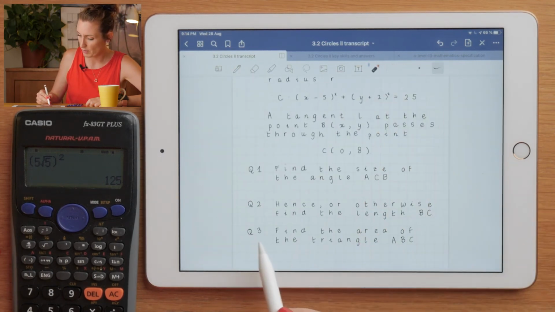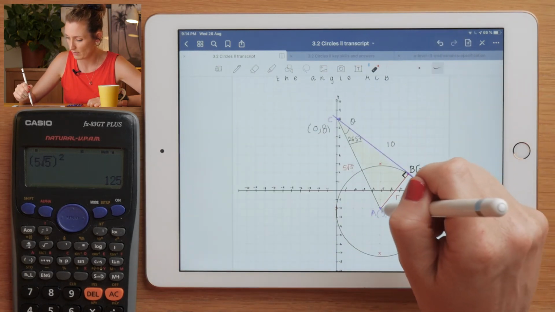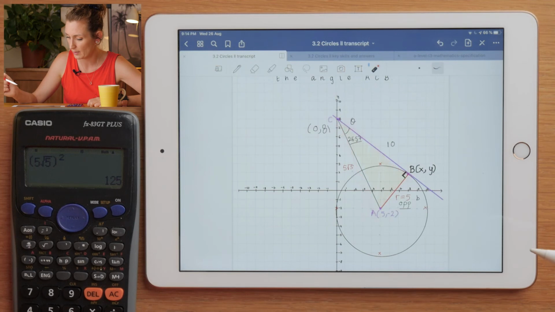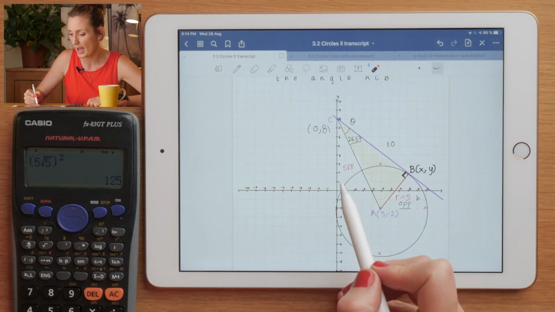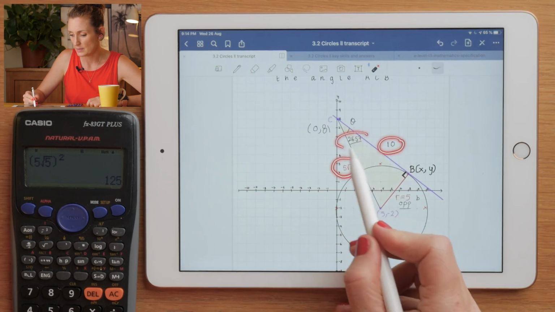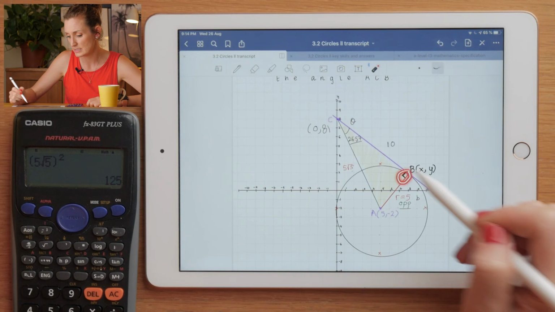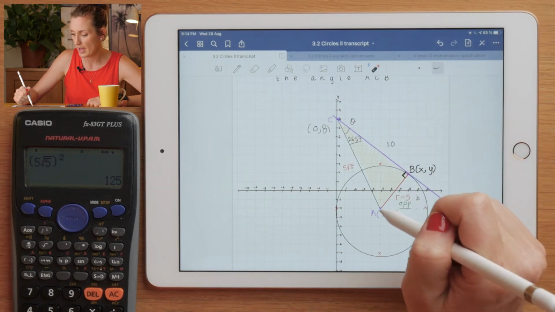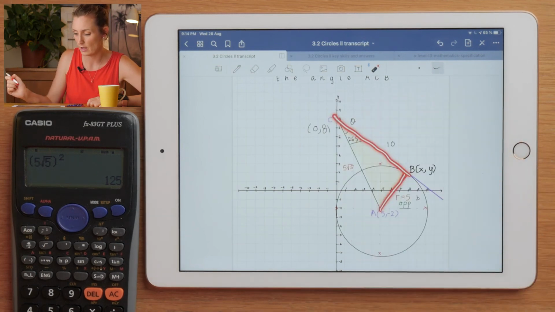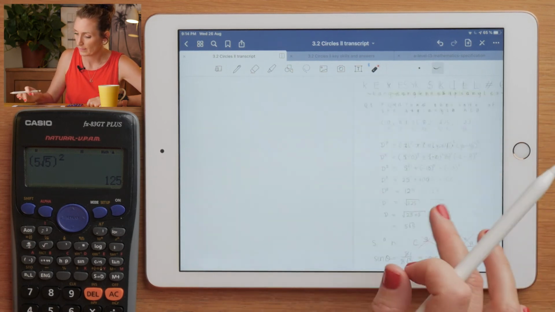Okay, in question 3, we're asked to find the area of the triangle ABC. So we want to find the total area of A to B to C, so this triangle here. There are 2 ways to do this. You could use the half AB sine C formula. So you could say a half times 5 square root 5 times 10 times sine of 26.57. Or you could use this property that this is a right angle to help you and use the half base times perpendicular height formula. And I would definitely do that here because it's going to be much easier.